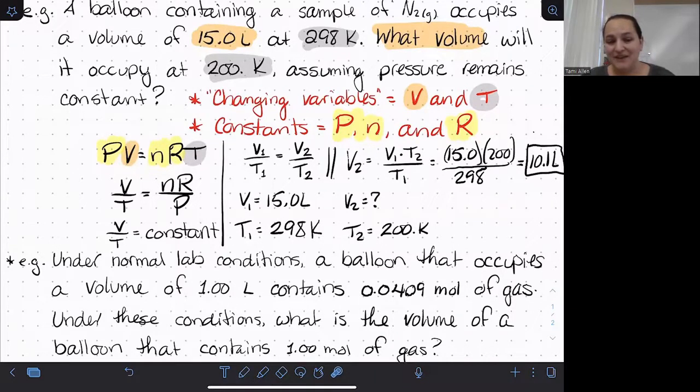Similar idea, under normal lab conditions, a balloon that occupies a volume of 1 liter contains 0.0409 moles of gas. Under these conditions, what is the volume of a balloon that contains 1 mole of gas? So we have different variables that are changing here, but we're going to go through exactly the same process. Start with the ideal gas law, figure out what is the relationship between those two variables, set up this type of relationship, plug things in, and solve. So take a few minutes and give that one a try on your own, and then we'll talk through it together.